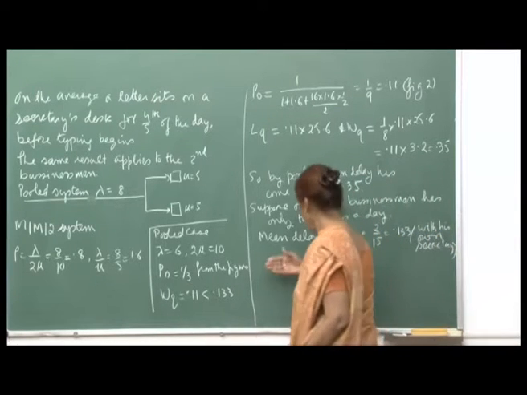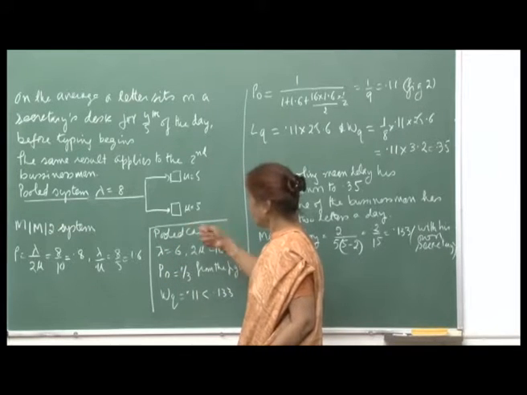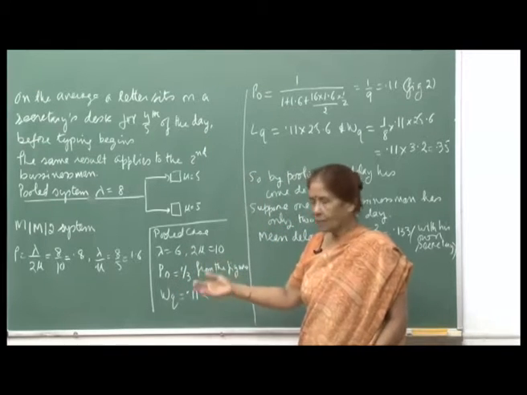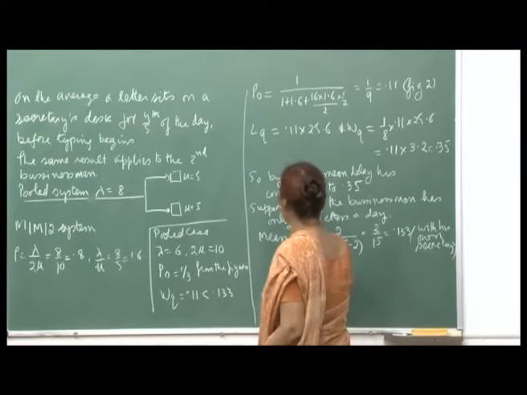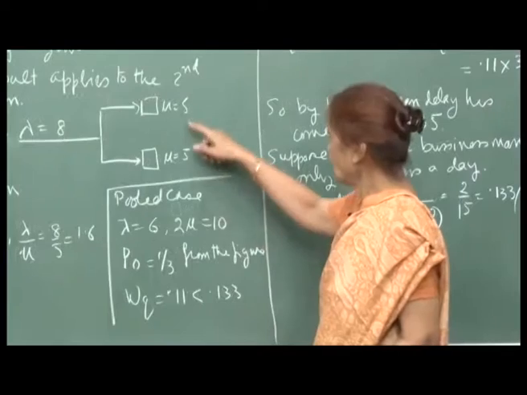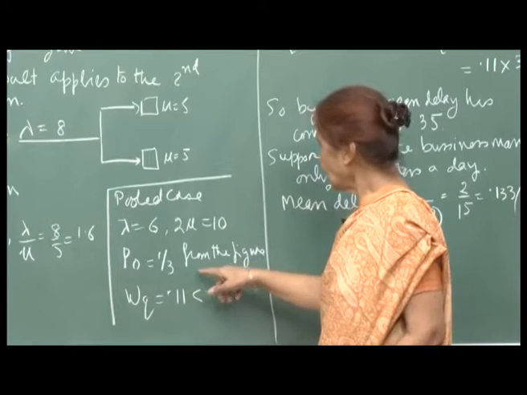Now, if we pool the two secretaries, then your lambda becomes 6, because one businessman is getting 4 letters to be typed, and the other one has only 2. So lambda equals 6 and 2 mu will be 10, because each of them can type 5 letters a day. So, therefore, P 0 is 1 by 3.